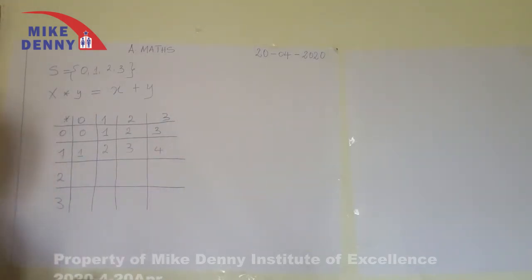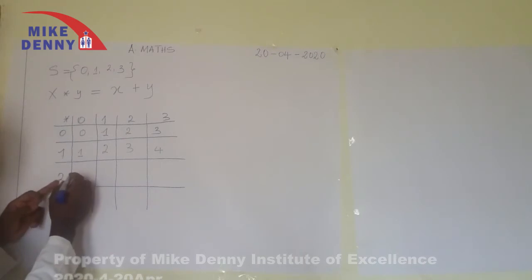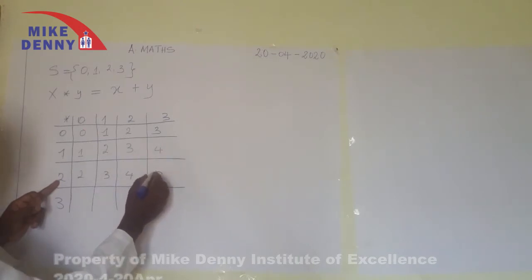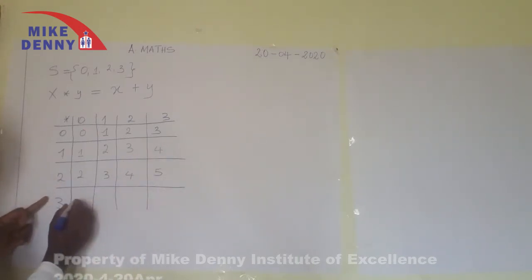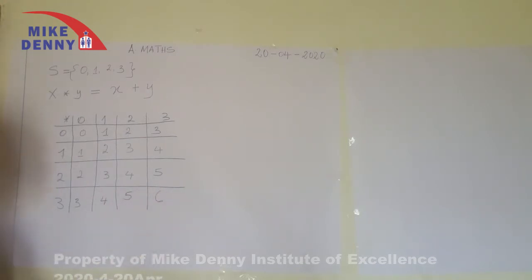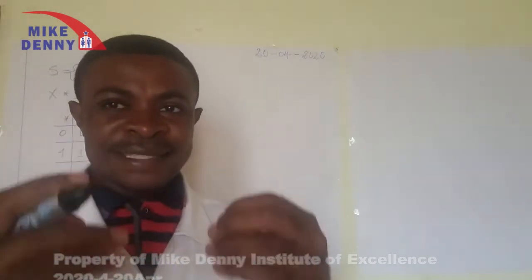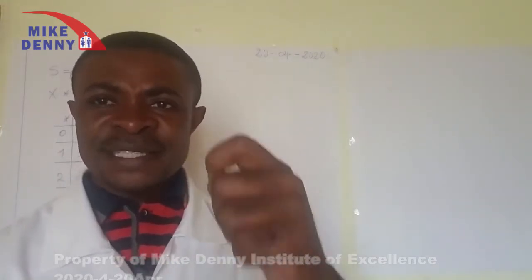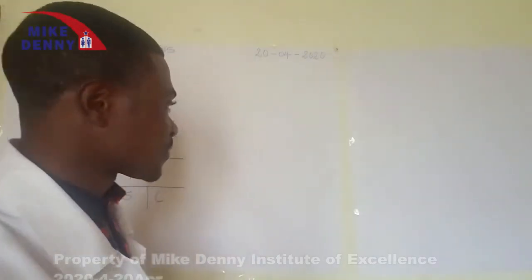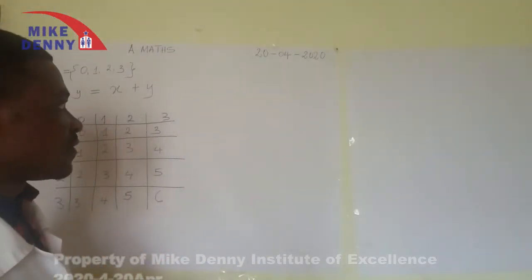Okay, I'm done with that. We take the next one, 2 and 0. 2 plus 0 is 2. 2 plus 1 is 3. 2 plus 2 is 4. 2 plus 3 is 5. Next, 3. 3 plus 0 is 3. 3 plus 1 is 4. 3 plus 2 is 5. 3 plus 3 is 6. You see, I have come out with my table. Now, how do I determine whether this actually forms a group? That's my table. Everybody satisfied with that?